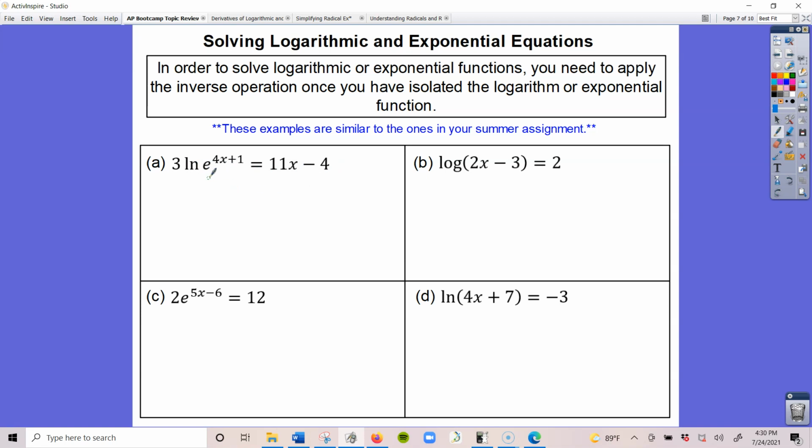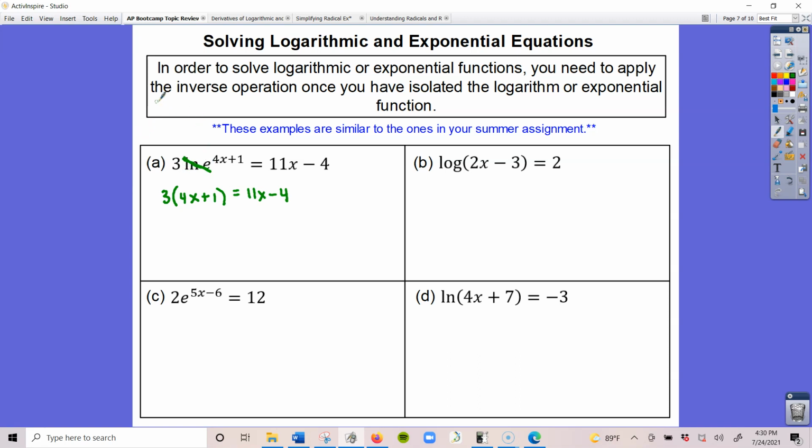So this first one, we have 3 ln of e raised to the 4x plus 1 is equal to 11x minus 4. First of all, if you have the ln of e, these are already inverse operations applied to each other. So what happens here is that this cancels out, and we're left with the 3 times what the exponent was, which is 4x plus 1. And that's going to equal 11x minus 4. So ln and e cancel each other out.